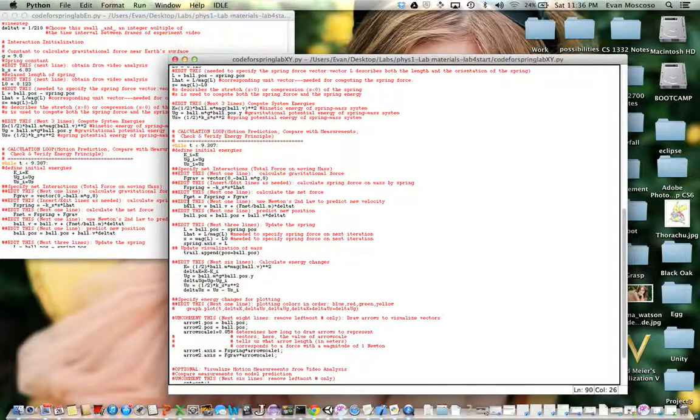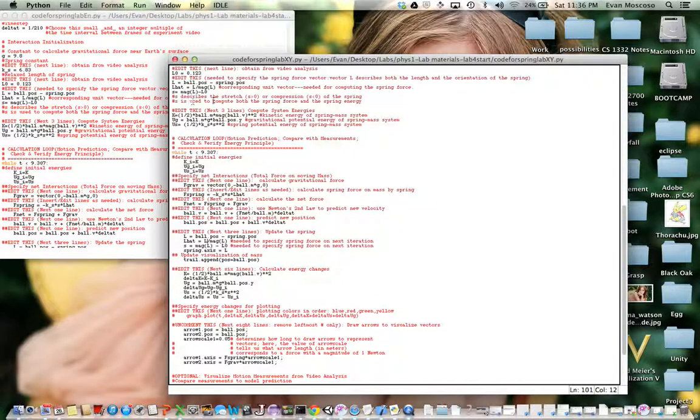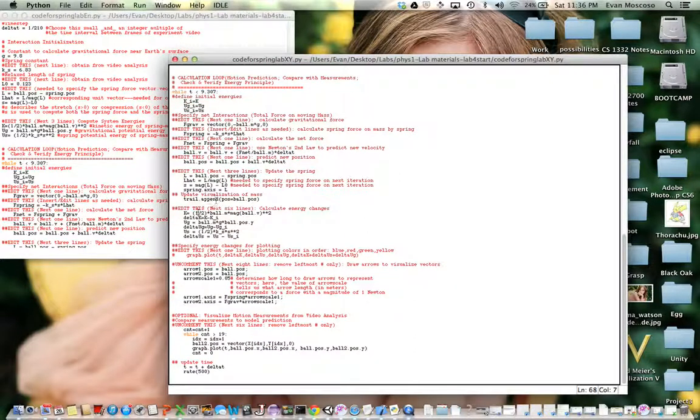And we have F net, and then we solve for the ball's position and the ball's velocity using Newton's second law, where the ball's velocity plus the F net divided by the ball's mass times delta t is the ball's new velocity. And the ball's new position is the ball's initial position plus the ball's velocity times delta t. Here we just update the spring using the same equations that we used for the initial conditions, and here we calculate and update the new energies using the same equations as shown before.